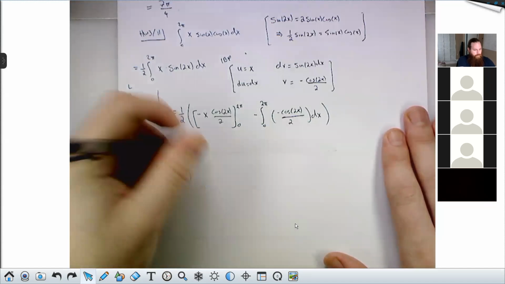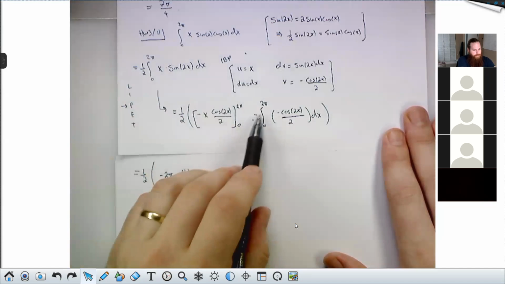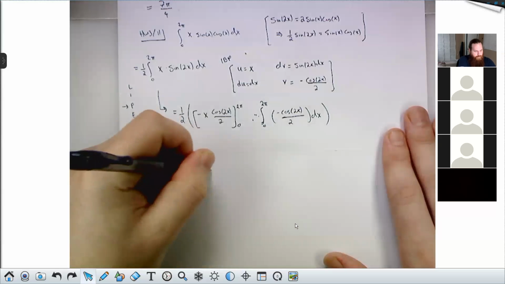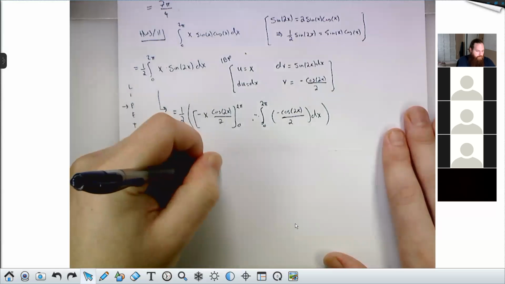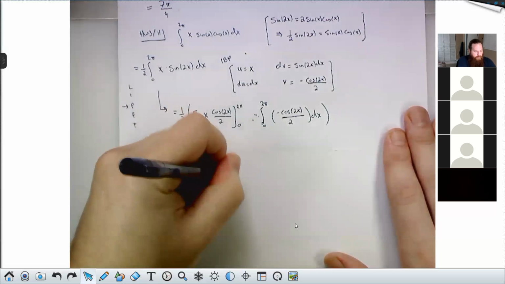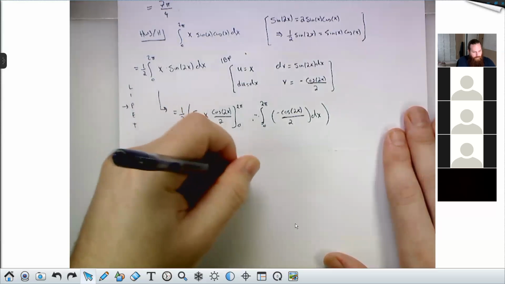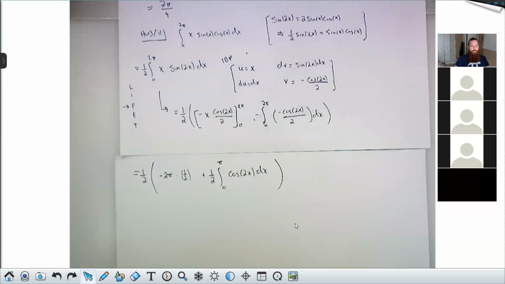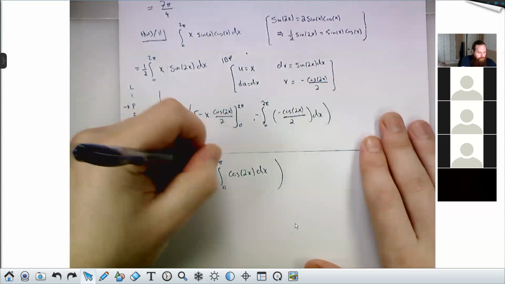And then we have to subtract this integral. Well, I've got a minus and a minus there, and I've got a 1/2 here, so I can pop out a plus 1/2. And then I just have the integral from 0 to 2 pi of cos 2x dx. Sorry, 0 to 2 pi.